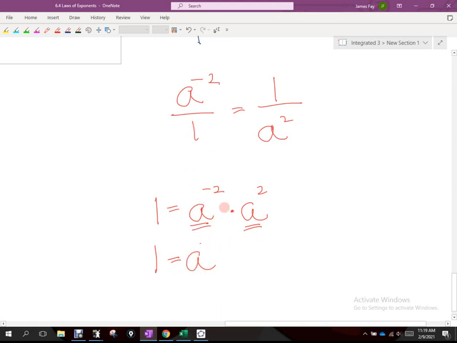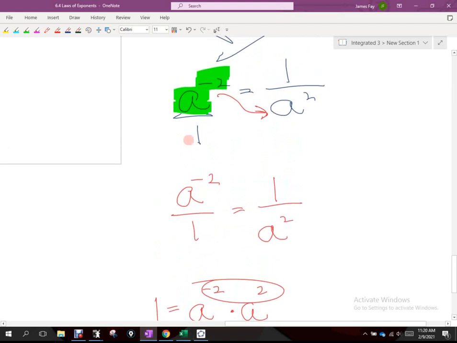What do I do with my exponents when I multiply like bases? What was the first property we talked about yesterday? Like bases, you do what with those? You add them. So what's negative 2 plus 2? 0. Is that a true statement right there? Yes. So that means this is true.